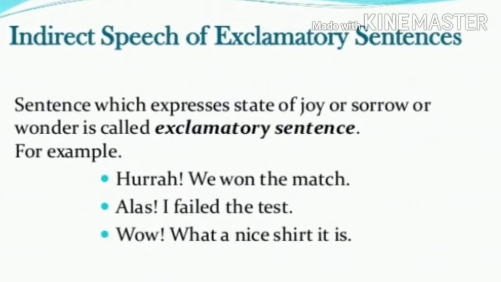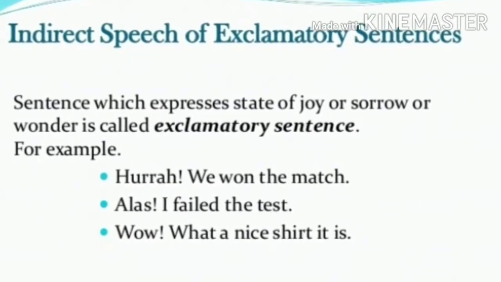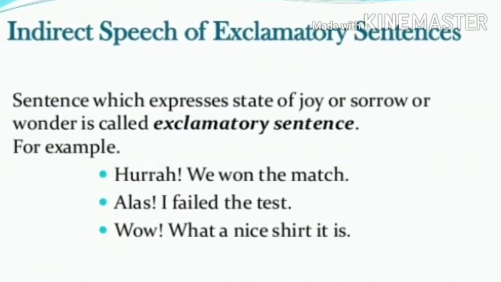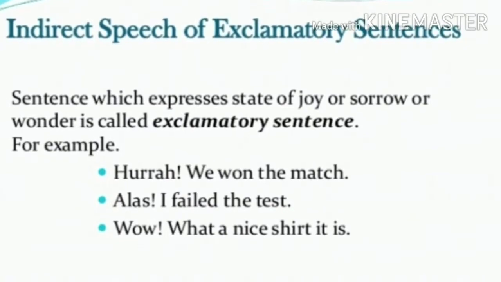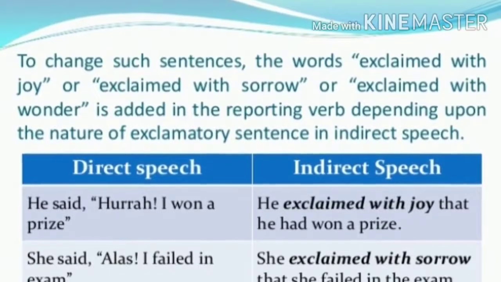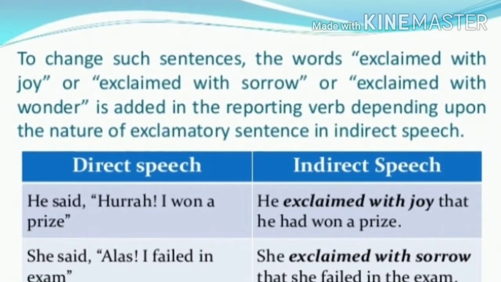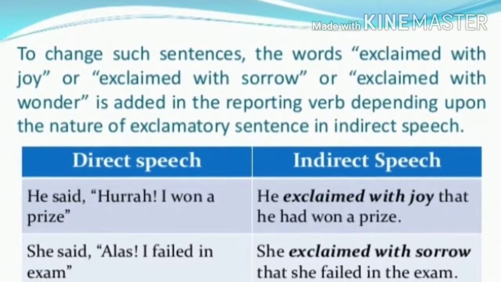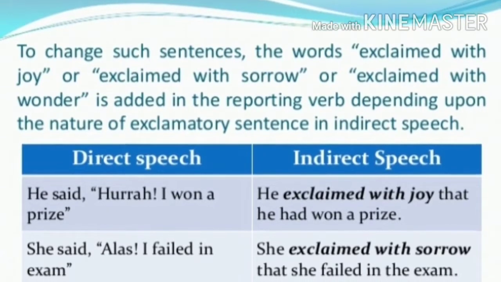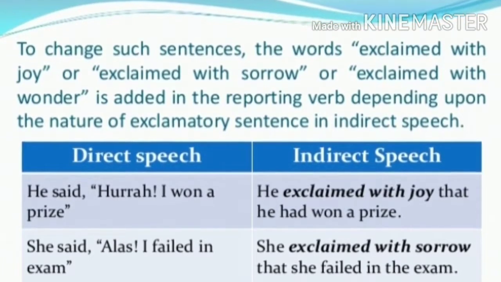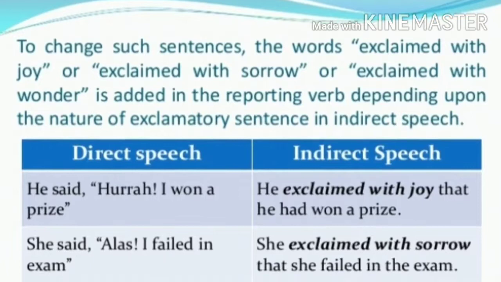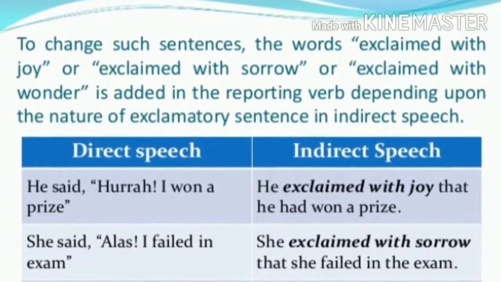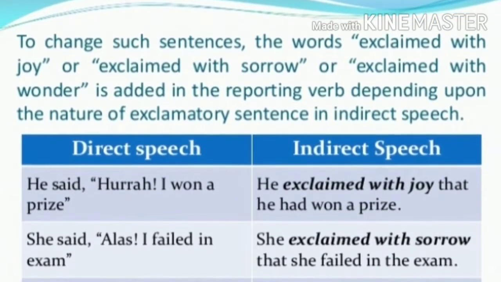Now I will be telling you how to use these exclamatory sentence in your indirect speech. What are the changes that you're going to do? Let's have a look. So students, here see, to change the sentences, the words exclaimed with joy or exclaimed with sorrow or exclaimed with wonder is added in the reporting verb depending upon the nature of exclamatory sentence in direct speech. Alright, see this example. In the direct speech, student, it is given, he said, hooray, I won a prize.